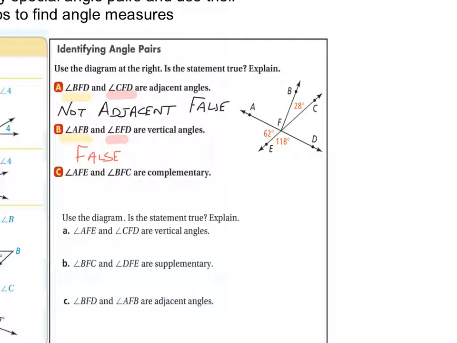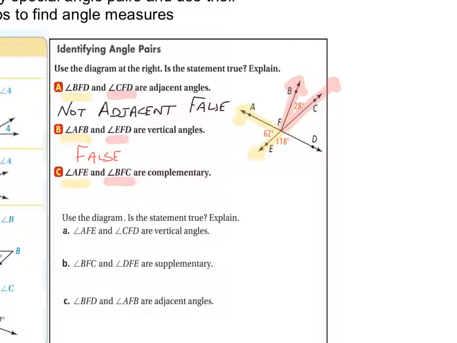It says angle AFE and angle BFC are complementary. Okay, so I'm going to put AFE in the yellow again. AFE right here. There's AFE. And then BFC are complementary. So these two angles are complementary.